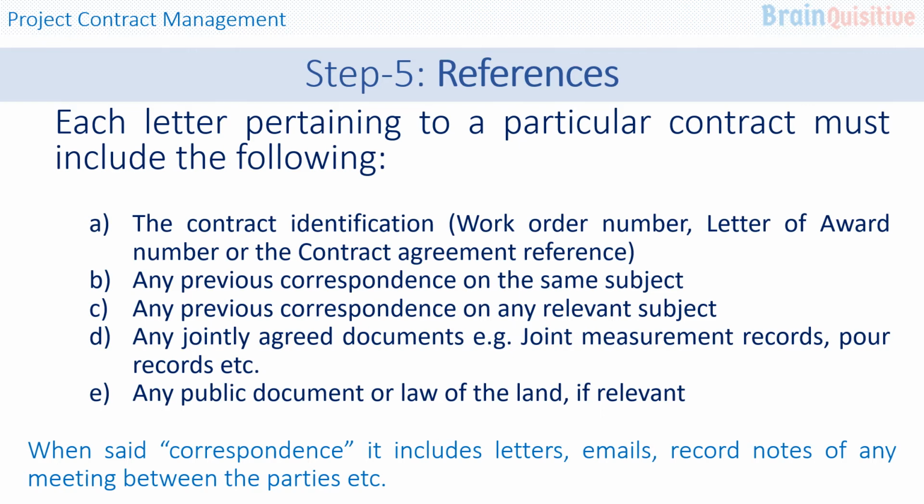Next is any previous correspondence on a relevant subject, that may not be directly on the same subject but is quite related to it. Next is any jointly agreed documents, for example, the joint measurement records, pour records, or quality test reports, etc., which your client has jointly signed with you. And last but not least, any public document or law of the land if you find it relevant for the subject of the letter. When we say correspondence, it includes letters, emails, record notes of any meeting between the parties, etc.